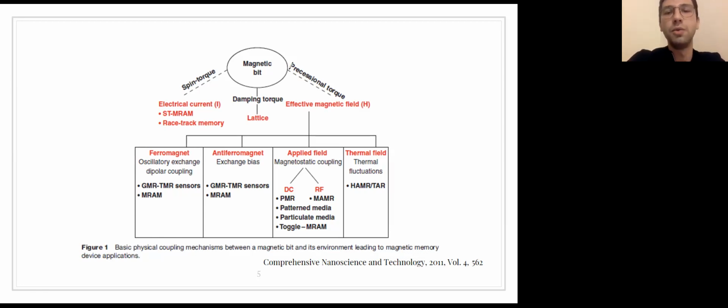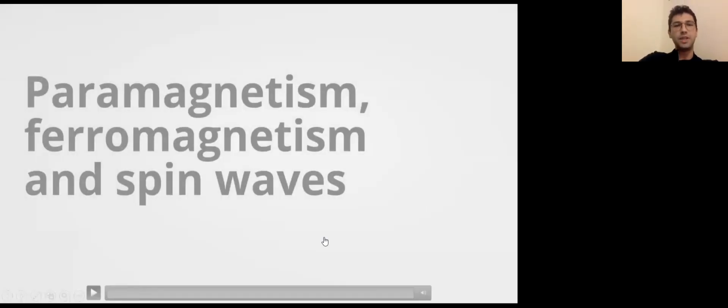Damping torque comes from the lattice interactions of the material, and we have spin torque coming from the electrical current. So just move on. We have a video telling about ferromagnetism, and also spin waves, but this is not the topic of our talk today.